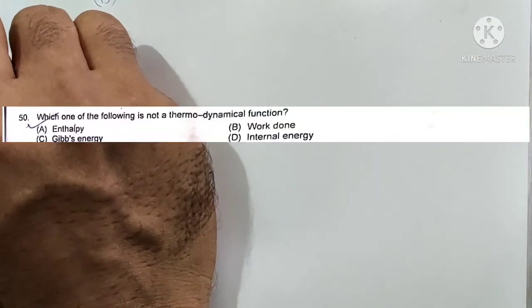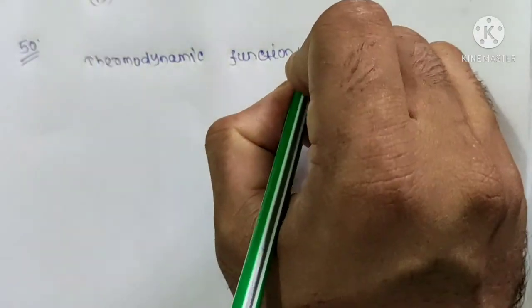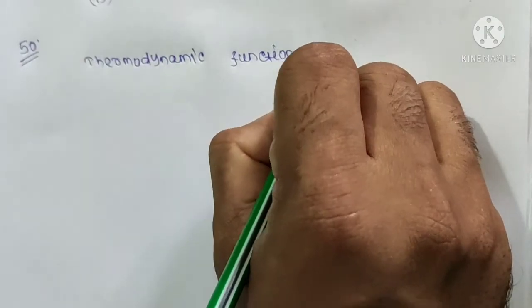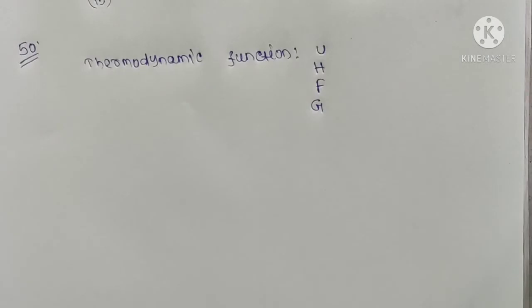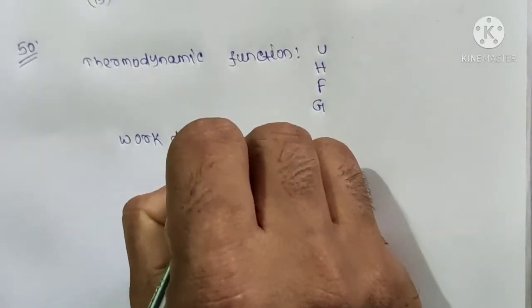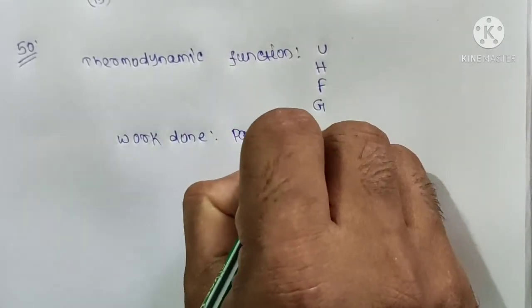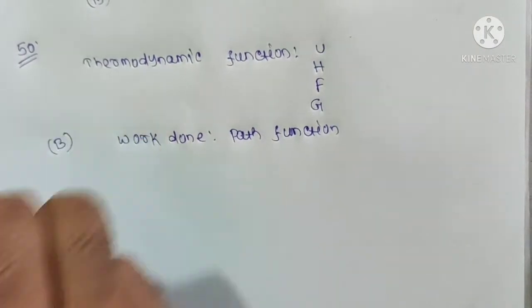Question number 50. Which one of the following is not a thermodynamical function? देखो, which is not a thermodynamical function. तो देखो, थर्मोडाइनमिक फंक्शन हमें क्या क्या बताए, एक तो इंटरनल एनर्जी, एंथैल्पी, फ्री एनर्जी, गिब्स फ्री एनर्जी, ऑल आर थर्मोडाइनमिक फंक्शन. बट व्हाट वी नो कि वर्क डन इज path function. Work done is a path function. So work done is not a thermodynamical function. So your correct option is option B.